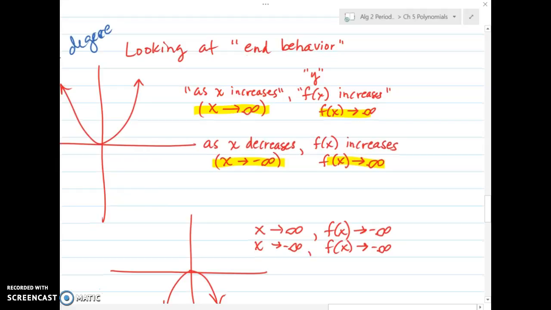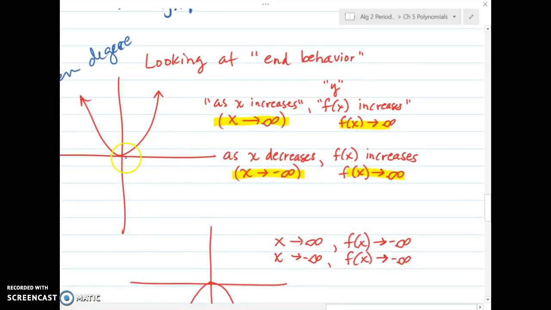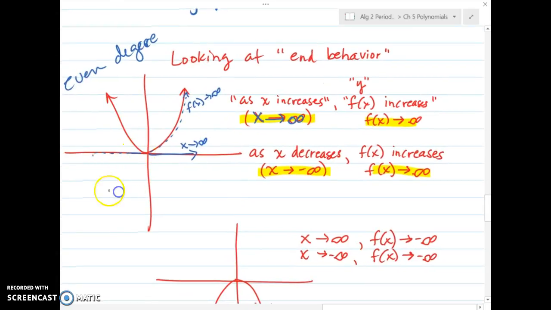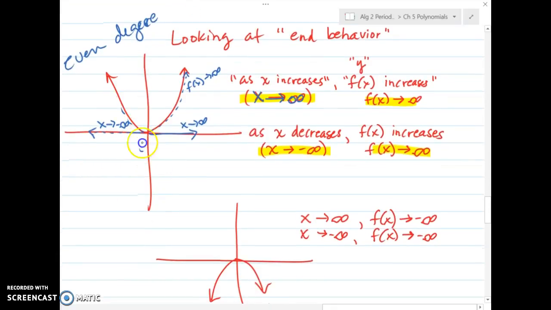But we use this notation to say, if we look at what happens here, as x gets bigger, which means as x goes toward infinity, that's what that means. As x increases, what is happening to y on the graph? On here, as x increases, as x goes to infinity, y, or f of x, also goes to infinity, right? And what happens on this side? As x gets smaller and smaller, which we say as x approaches negative infinity, the y's, they get bigger. f of x, or y, still approaches infinity.